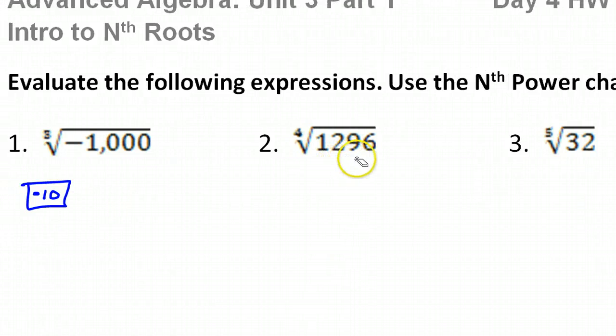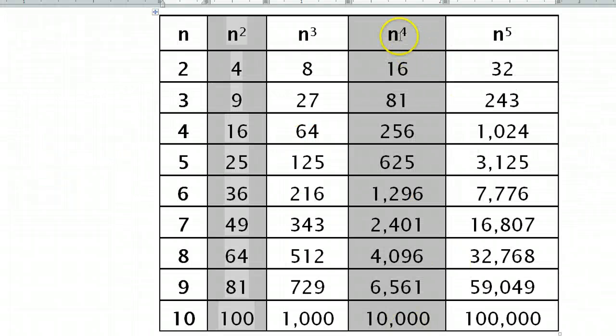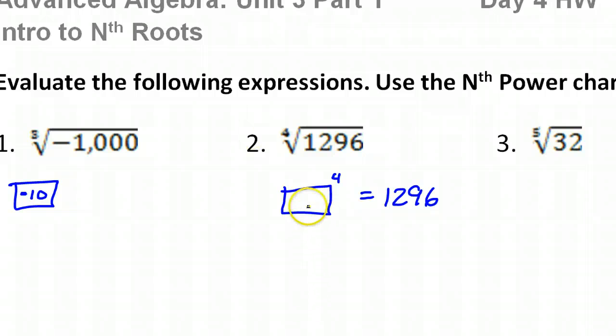Alright, looking at number 2. Same thing, when they ask us the fourth root of a number, they are asking us what to the fourth power will give you this number. Looking at the chart, what to the fourth power will give us 1,296? Well, that's 6. 6 to the fourth power will give us this. That means the answer is 6.